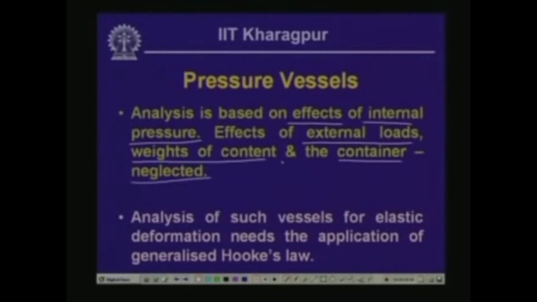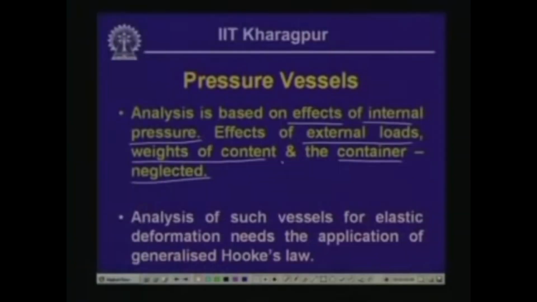So, when we try to analyze these kinds of pressure vessels, we analyze the container for stresses only because of the pressure which is being exerted by the content from inside. We do not take the weight of the content, we neglect the weight of the container, and we do not take the effect of any external loads that are acting on that particular container.